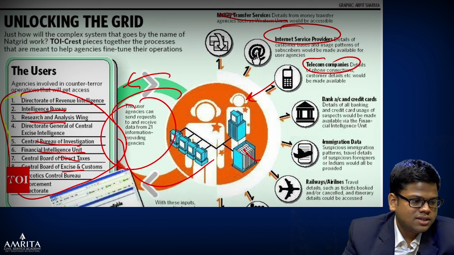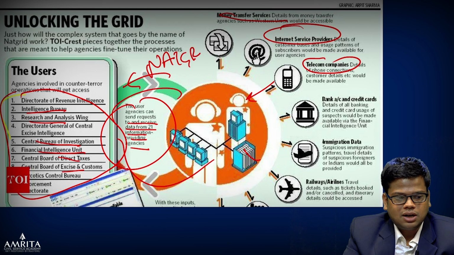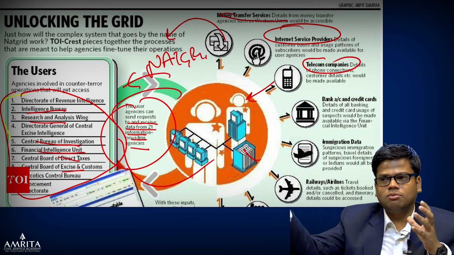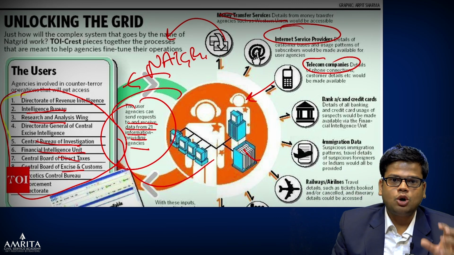The user agencies can send a request to receive data from 21 information providing agencies. So NatGrid will be a platform. From this, the data from these 21 agencies will go to around 10 agencies of the government.